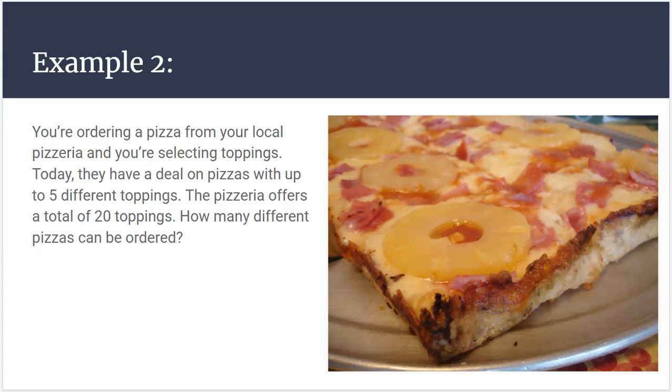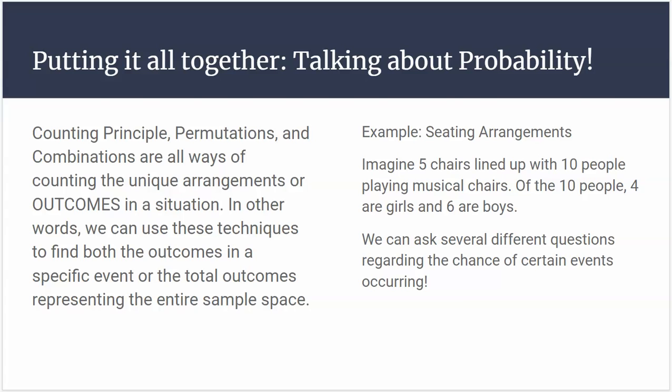All right, now that we've gotten through our combinations, let's talk about putting it all together. So we're back to talking about probability. These last 3 techniques we've told you about, the counting principle, permutations, and combinations, are all ways of counting unique arrangements or outcomes in some situation. So you can use these techniques to find the outcome in a specific event, or the total outcome representing the entire sample space. Here's an example.